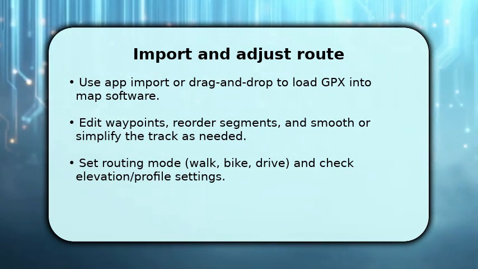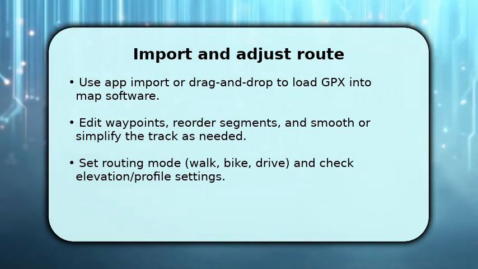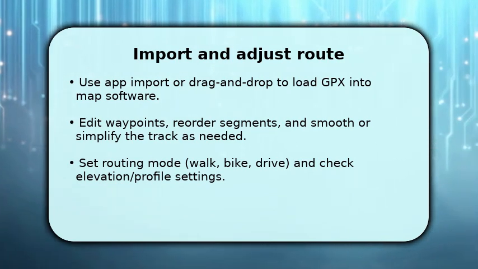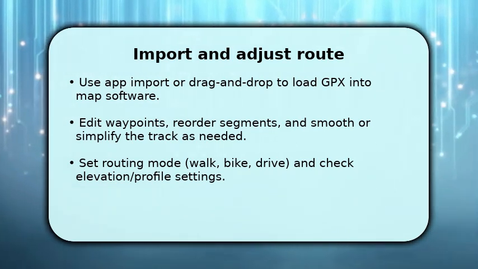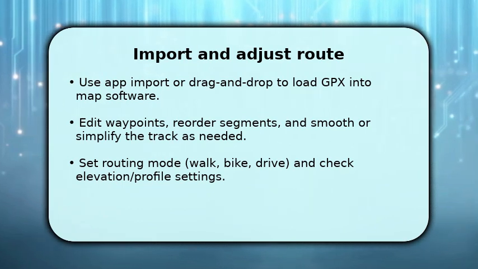Then set routing mode and adjust preferences like avoid highways or prefer trails, because routing rules change the path. Make sure elevation profile and total distance update. These confirm the route integrity.